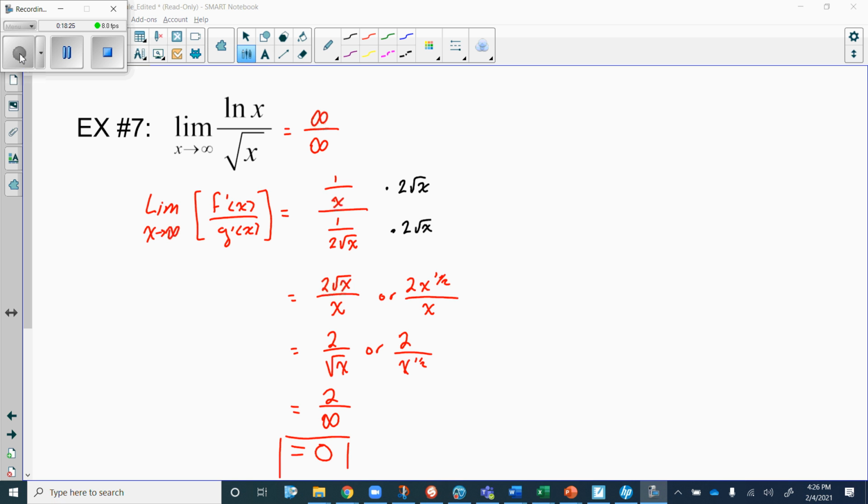And I wrote it out in exponential form, so it's a little easier to see how the x term is going to simplify out of the numerator with properties of exponents, giving me 2 over the square root of x, or 2 over x to the 1/2 power, however you prefer it. But at that point, when you do substitution, you get 2 over infinity, which would simplify to a limit of 0.